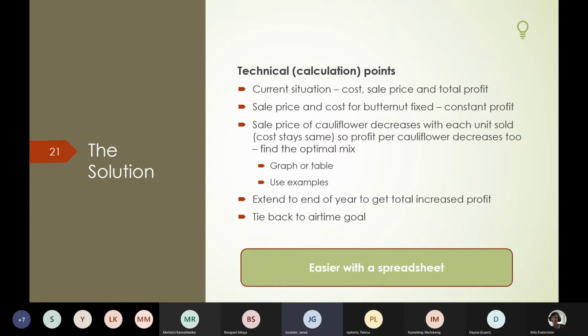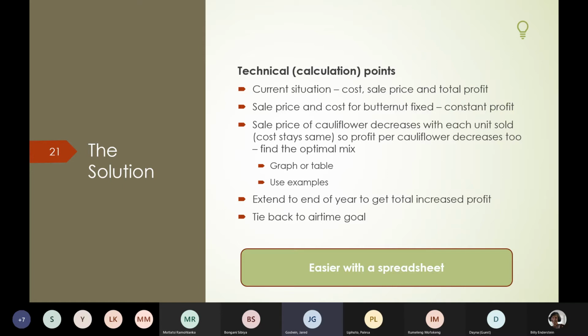And you would have seen from the agenda slide that you had to do the current situation. What is the current situation? Explain it. Don't just assume that the audience knows exactly that they sell 10 butternuts a week, that this is the cost price, this is the sale price, this is the total profit. You had to explain all of that.